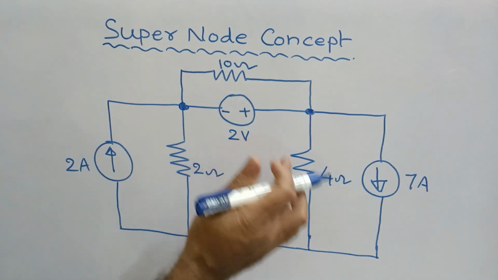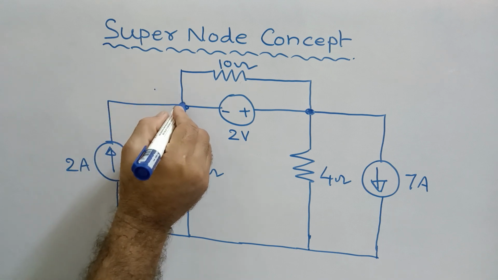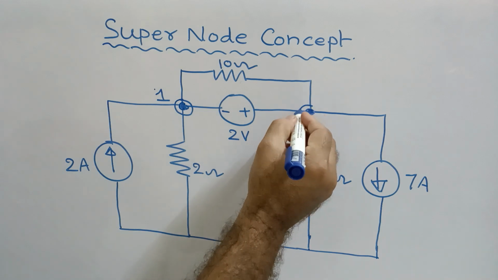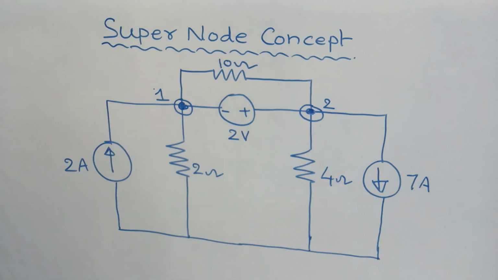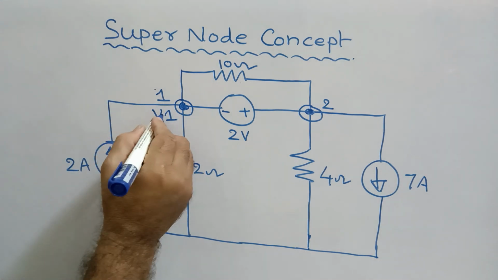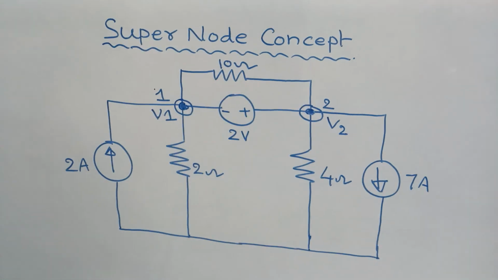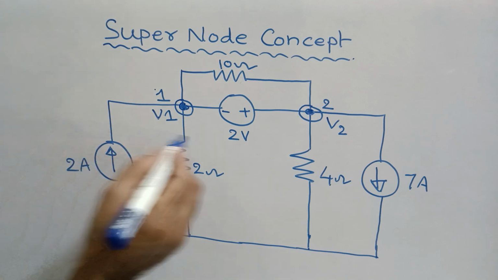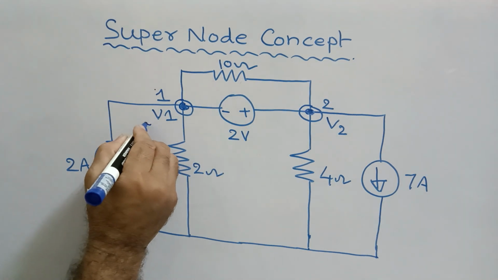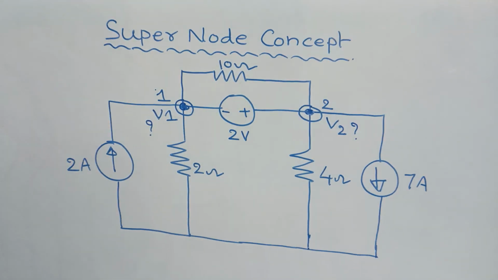Let us see another simple circuit where this particular point will be considered as node 1 and this particular point will be considered as node 2, and also assume that V1 is the voltage at node 1 and V2 is the voltage at node 2. Now for this problem, our question is to find out V1 and V2. What is the V1 value and what is the V2 value using this supernode concept?